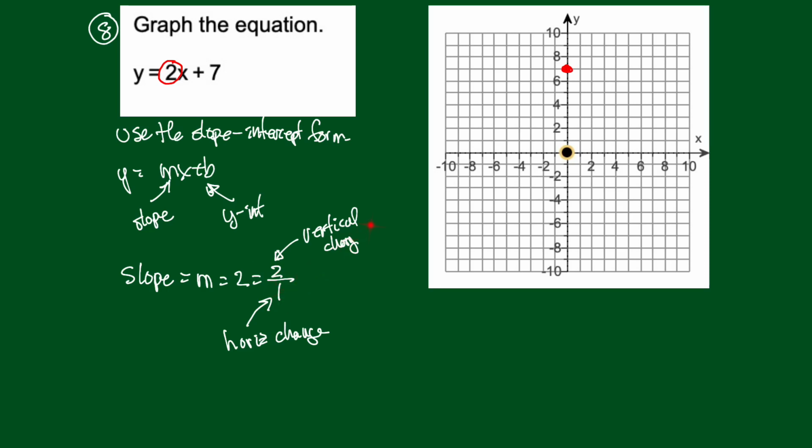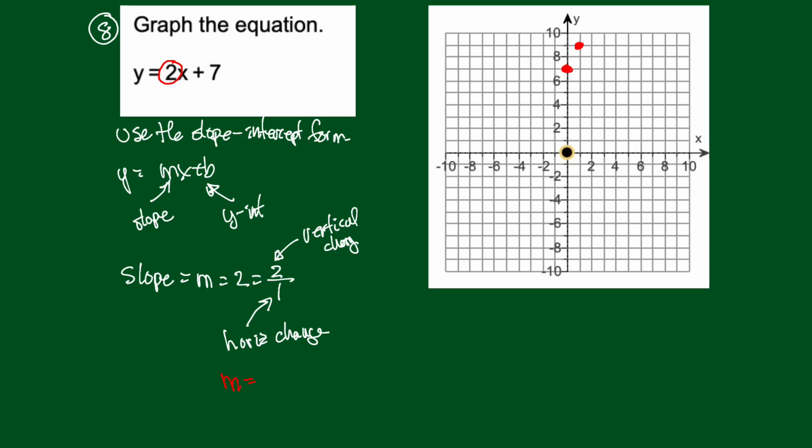So come up to your 7. Now I'm going to go right 1, up 2. That puts me right here. So put a point right there. Over 1, up 2. Now that's pretty tight, but do the best you can to draw a line through. But you could also do this. If it's pretty tight like that, what you could do is this.